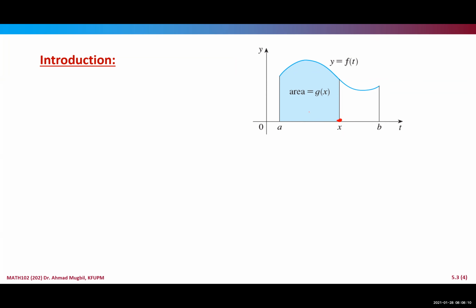Now, because of that, it is a function of x. So the area here is a function of x. It depends on x. So let's call it g of x. If x is changed, the area will be changed. Now, who can give me what this is in terms of an integral? So this is the integral from where to where? From a to x. What is the integrand function here?